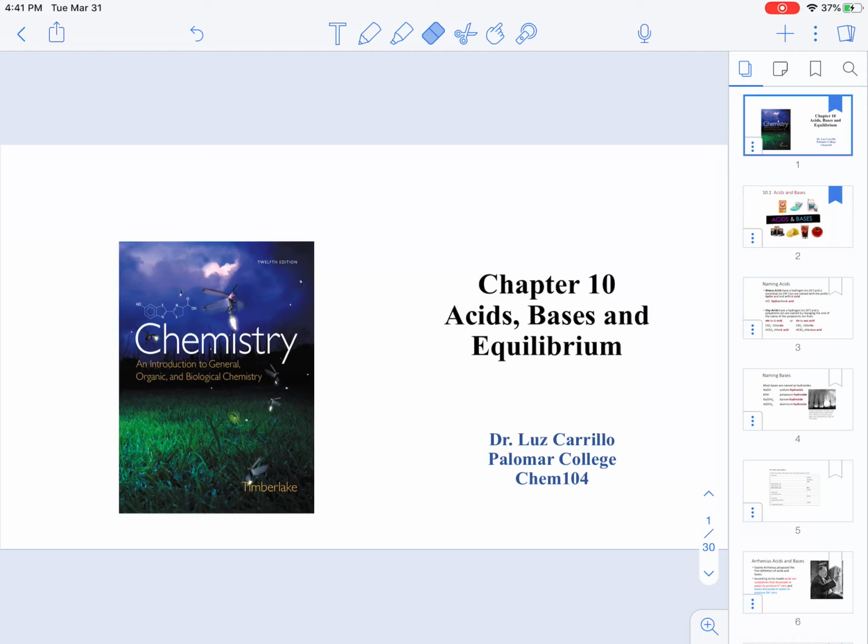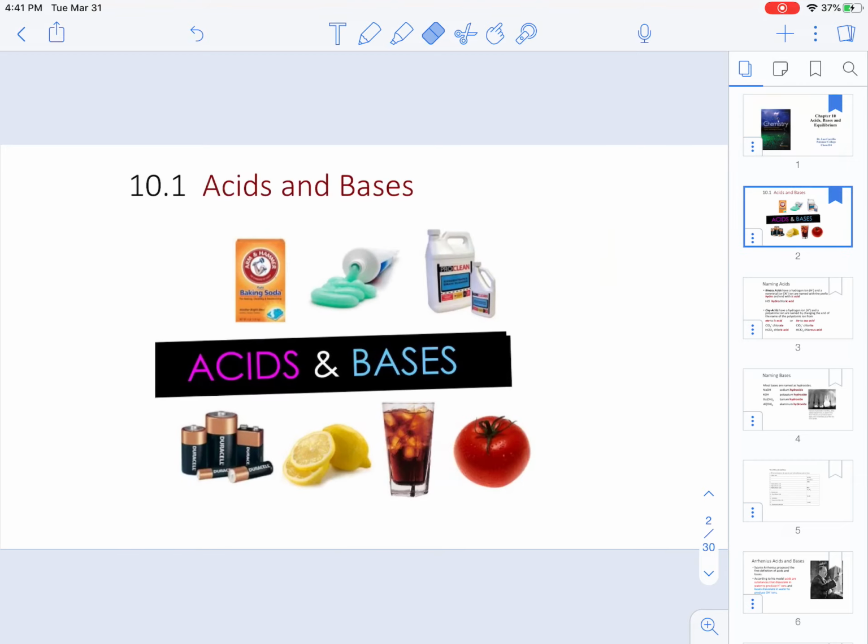We are now going to cover the concepts of Chapter 10, which includes acids, bases, and equilibrium. Acids and bases are substances that we use in everyday life. Our toothpaste, batteries, and even some food products, including soda and tomatoes, all contain acids or bases.